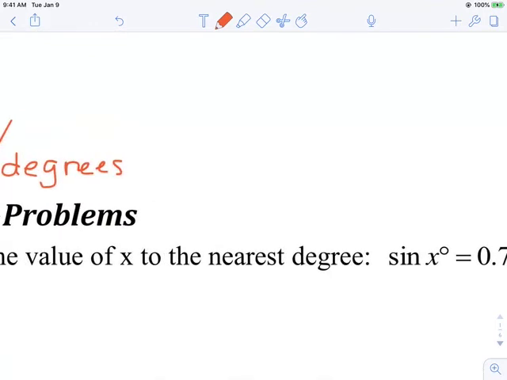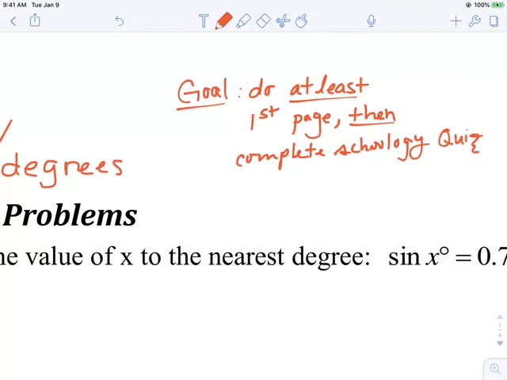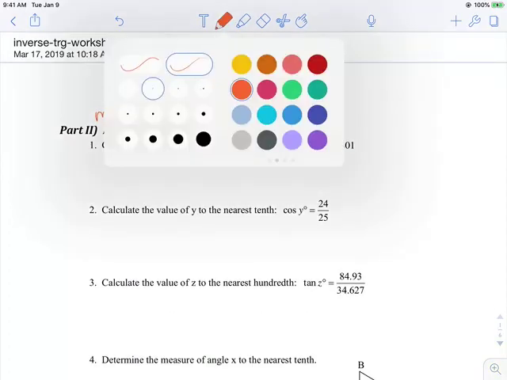So here's your goal for today. Goal: do at least the first page, then when you feel ready, complete the Schoology quiz. And you should be able to do that because I'm going to help you do this part, first page, then your job is to do the Schoology quiz. Okay.